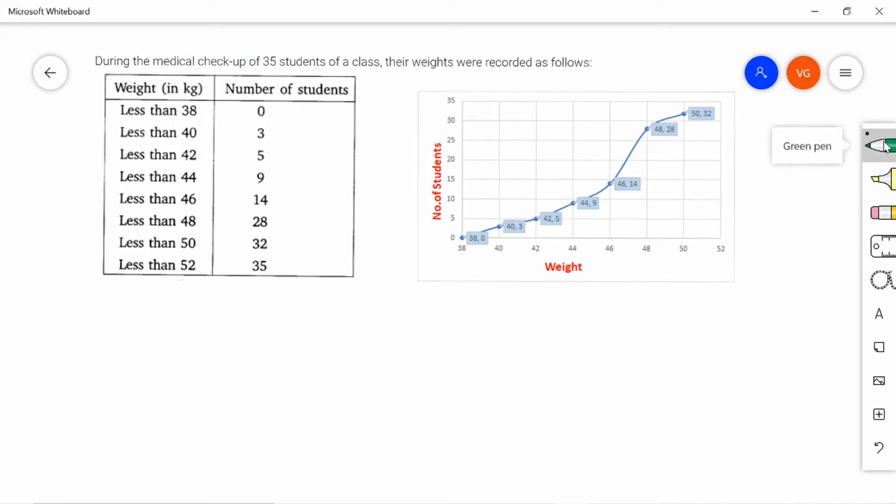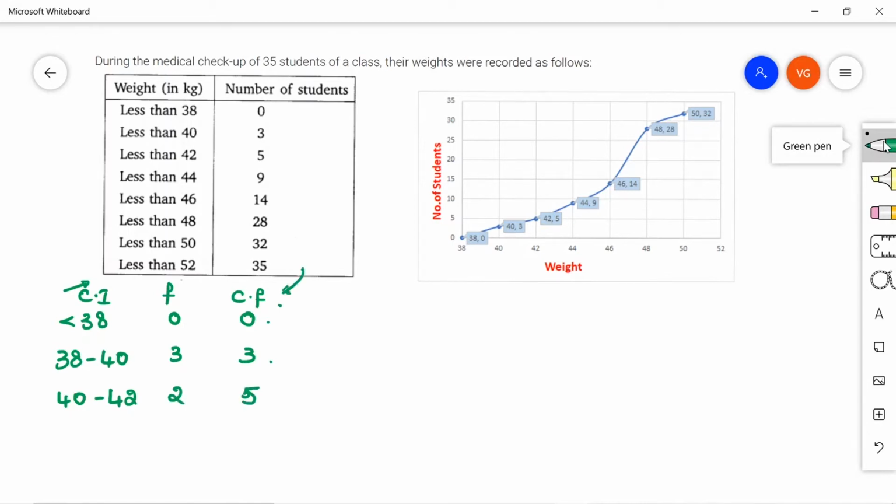So for that, let us write down the class interval. The class interval will be here. Less than 38 means what? For the first one, you can write less than 38, and the corresponding cumulative frequency is 0. So these are class interval, frequency and cumulative frequency. The next one will be what? 38 to 40. So how to calculate? 3 minus 0, right? So 3. Next is 40 to 42. That will be 5 minus 3, 2. Cumulative frequency is nothing but what they have given here from this table. Directly we can write it out.